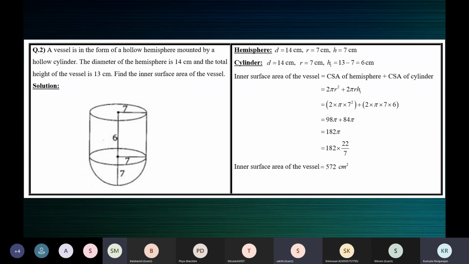Okay, so you can see, the hemisphere has a circular portion, but that's not there to be painted. The cylinder also has two circular portions, but where are the circular portions in this vessel? You can see the brim, but you cannot see the circles. So it's only the CSA of the hemisphere plus the CSA of the cylinder.